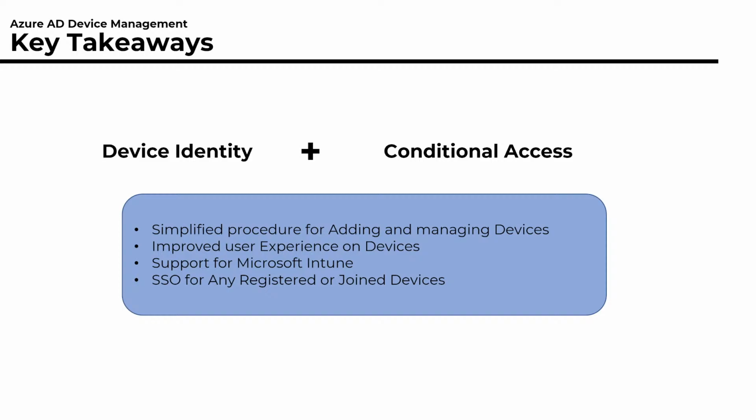So basically, what is a device management? Device management is the device identity of the device plus the conditional access. It is basically the simplified procedure for adding and managing the devices. So if we want to manage the access of the users, or we want to manage the access to the applications and all, it's a simplified process for managing these access policies by adding the devices through the Active Directory.